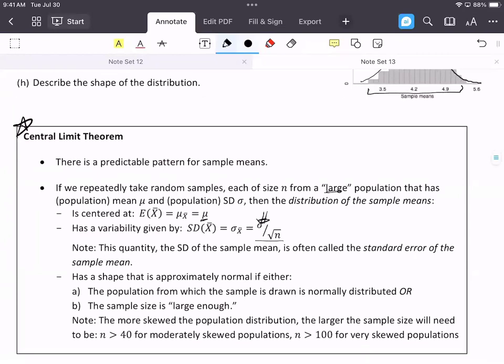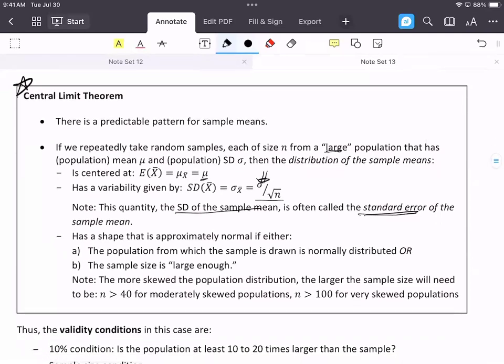This quantity, the standard deviation of the sample mean, is often called the standard error of the sample mean. So you'll see it called sometimes the standard deviation of the sample mean, or the standard error. Either one is fine.